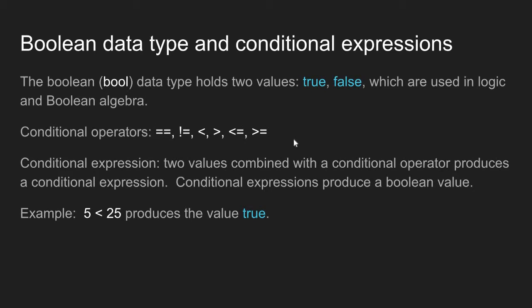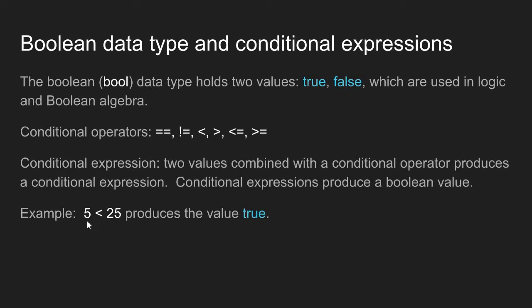Very similarly to algebraic expressions and algebraic operators, where an algebraic expression like 3 plus 2 takes two values and combines it with the algebraic operator, the plus symbol. Algebraic expressions produce numeric values, where conditional expressions produce Boolean values.